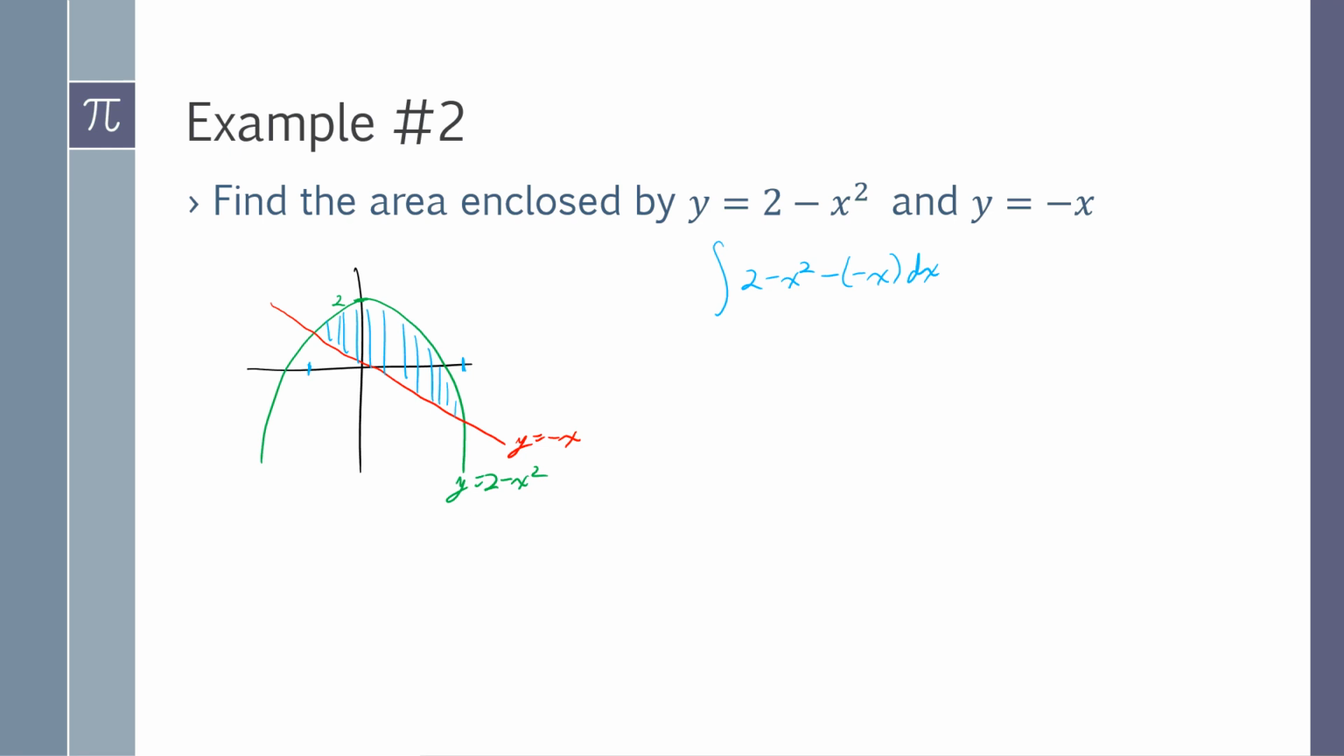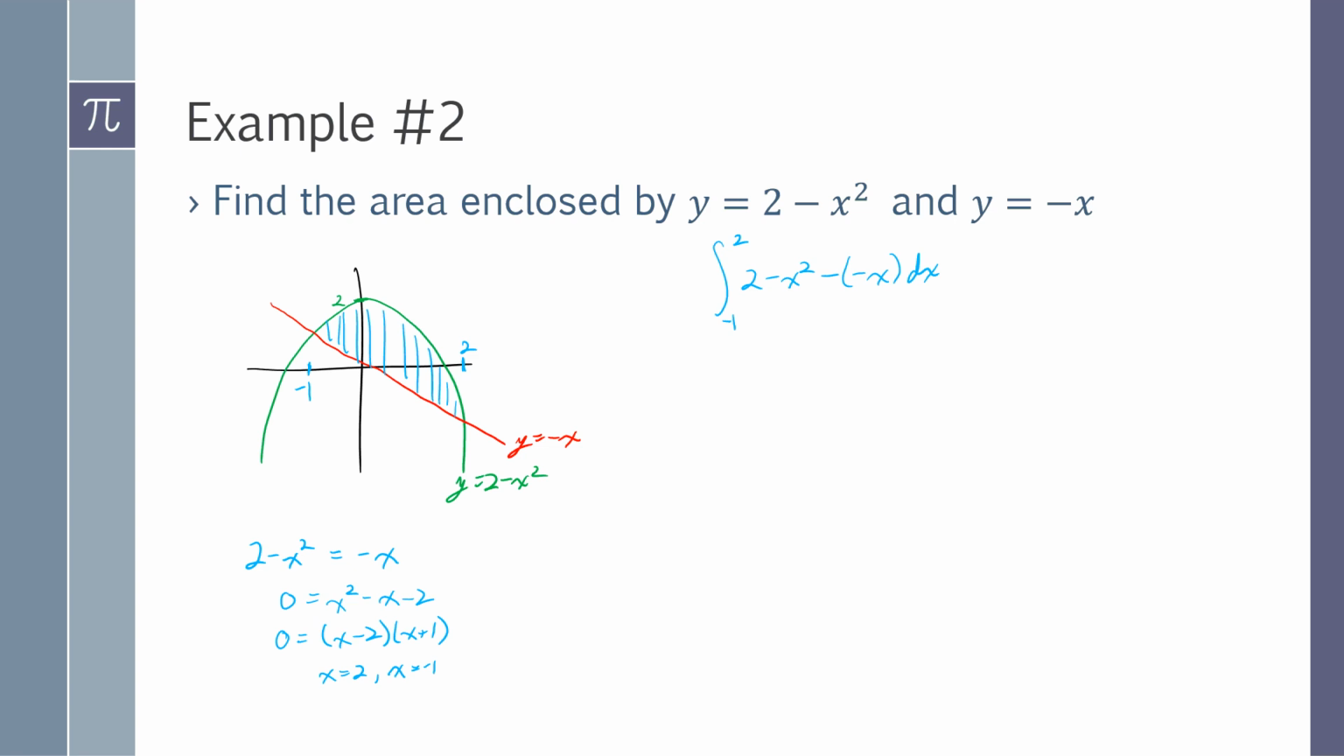Remember, to find intersections, it's where my functions are equivalent. So I set the 2 minus x squared equal to the negative x. And we move everything over to the right-hand side. So I have 0 equals x squared minus x minus 2. I'm going to solve this quadratic by factoring. So x minus 2 times x plus 1, which means that x is equal to 2 and x is equal to negative 1. So I can see that my bounds are going to be negative 1 to 2.